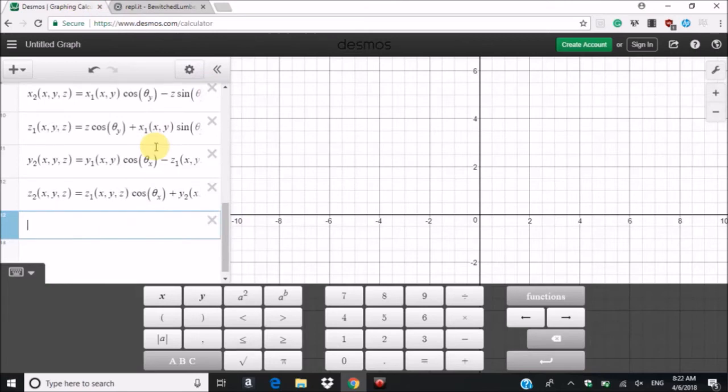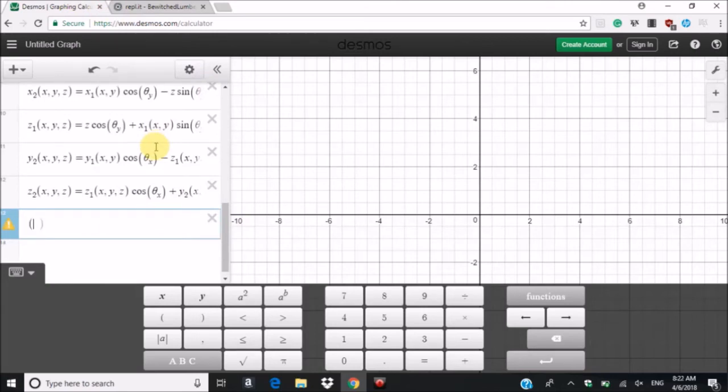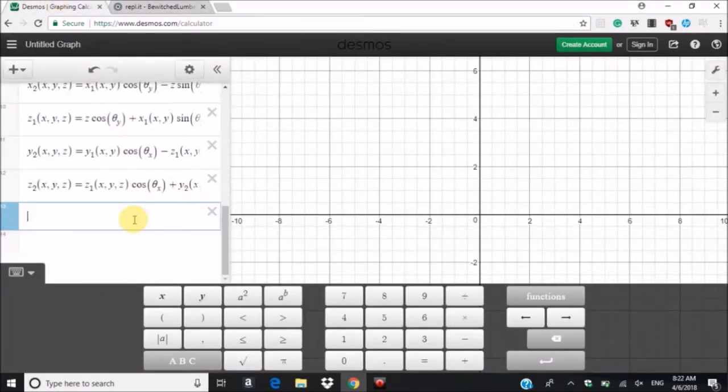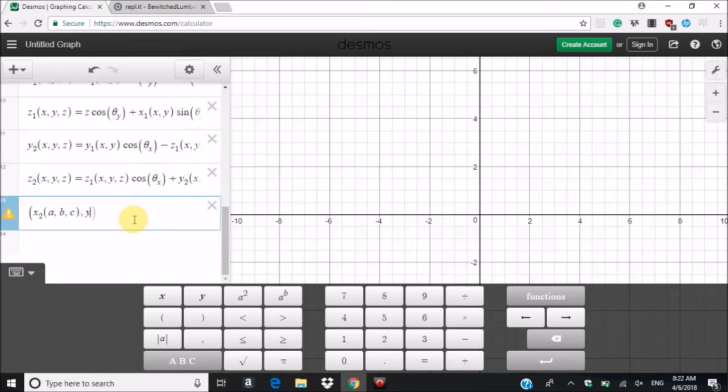Okay, so let's put this to a test. I feel like I should have done the z first, because what that means now is I believe we've just trashed this equation. So this is really x2, and this is y2.